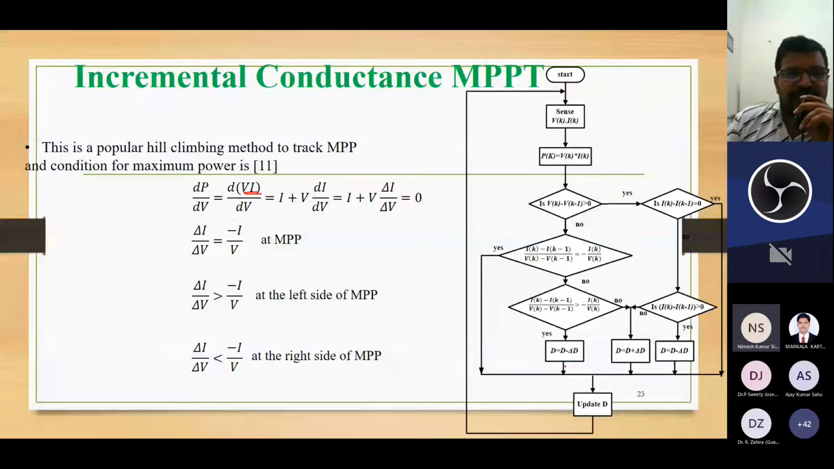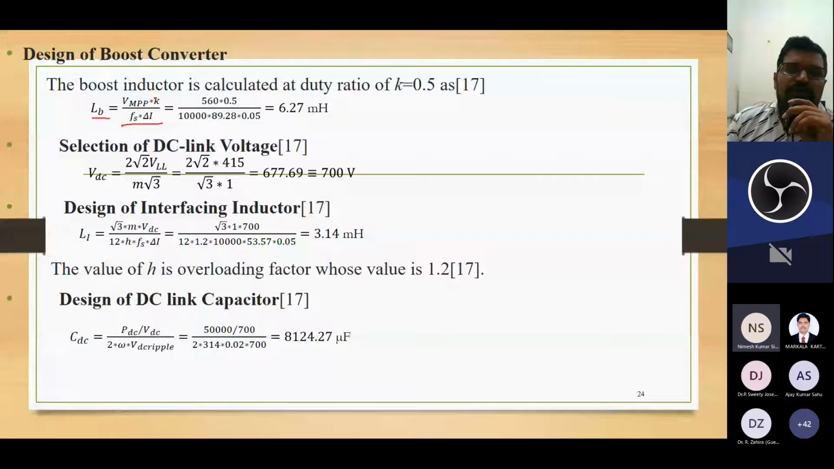So these are some equations associated with the selection of the boost converter circuit design. How much boost inductance value we have taken, we get from the reference papers. So it involves the maximum voltage into the duty ratio, where D is the duty ratio, Fs is the switching frequency and delta I is the ripple current. Based on those values, we will get the inductance value.